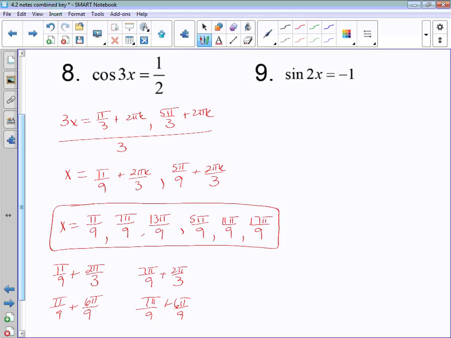I thought when there was a 2, you double. Right? How many answers did you get initially? Where does sine equal -1?